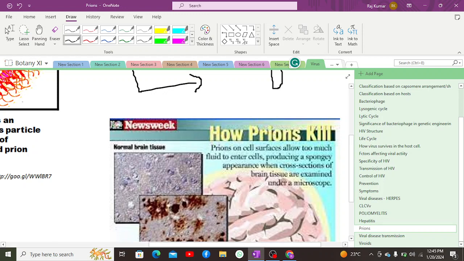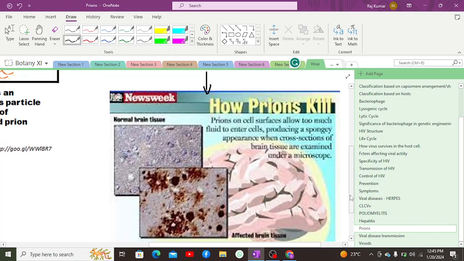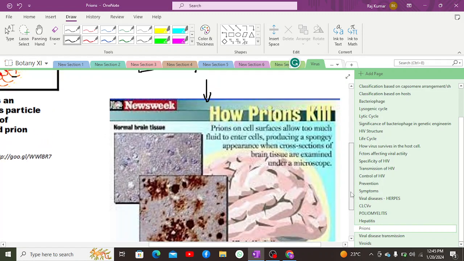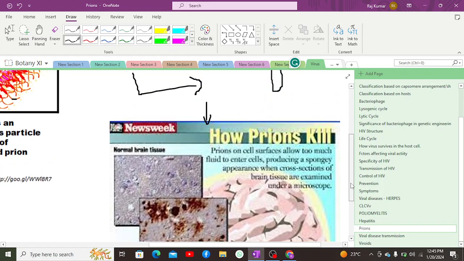It is also a rarely occurring disease, which means it occurs only in rare cases. Prions on the cell surface allow too much fluid to enter cells, producing a spongy appearance when cross sections of the brain tissue are examined under a microscope. As a result, several spongy parts form in the brain, leading to CJD in the brainstem, while the cerebellum faces a condition of Kuru.